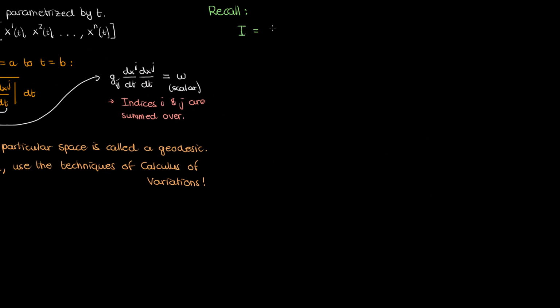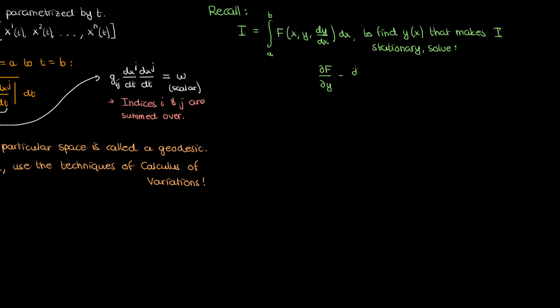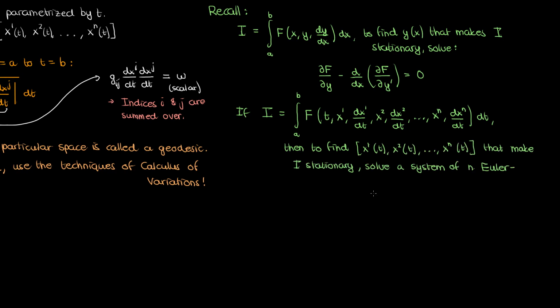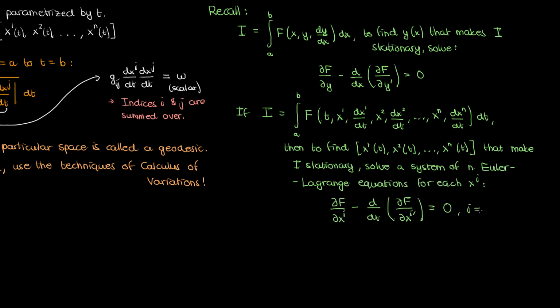Recall that if I have an integral I of a function x, y, and y prime, or dy by dx, if I want to find a function y of x which minimizes this I, which effectively is a function of functions, then the way to find the stationary function y is to solve for it using the Euler-Lagrange equation, which would look something like this in this case. But if I had a more complicated functional which involved an integral of a function of t and multiple dependent variables and their derivatives, then to make this functional stationary, I would still have to solve the Euler-Lagrange equation, but I would need to solve it for each dependent variable, so x super 1, x super 2, all the way to x super n.